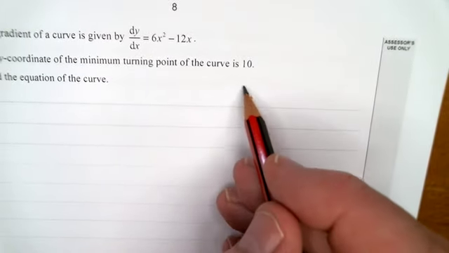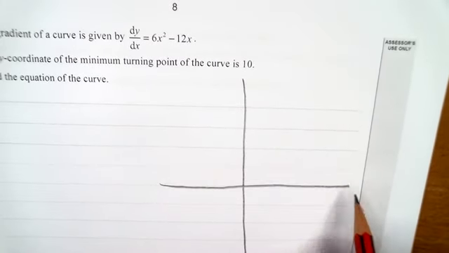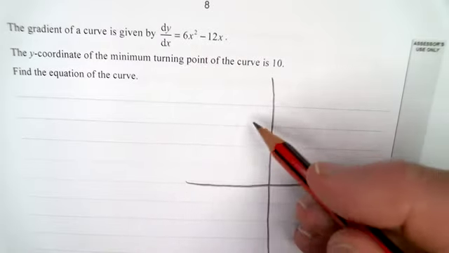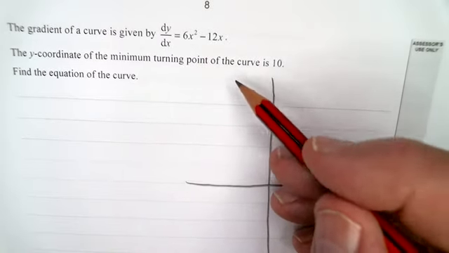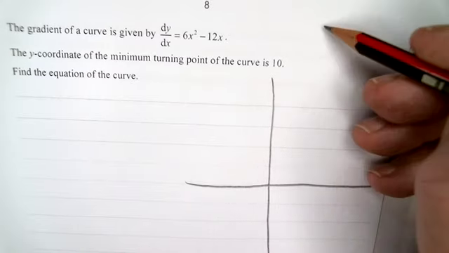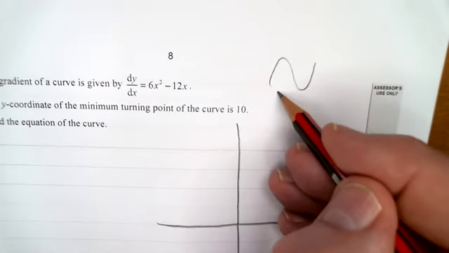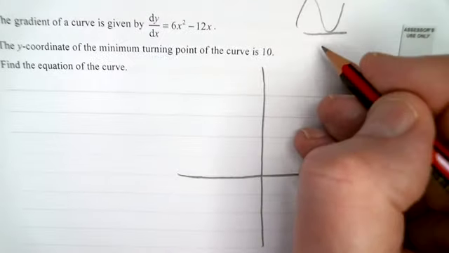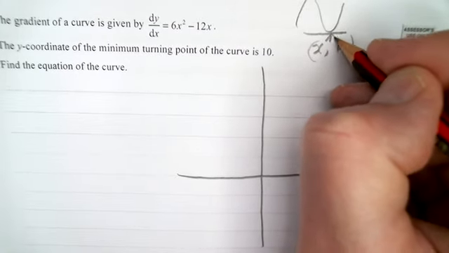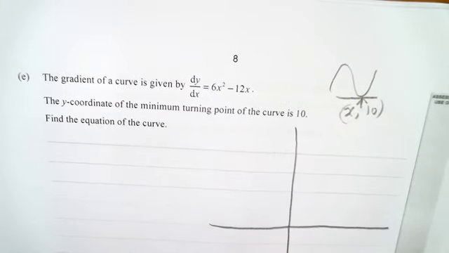So let's just roughly draw how that's going to look. So I've got my x and y axes here, but I've got a parabola, not a parabola, sorry. I'm going to have a cubic function, and the minimum turning point is going to be 10, which means if it's looking like this, this bit here is going to be x comma 10 for this point here, yeah? We just don't know what the x is. But we can find the x of turning points.